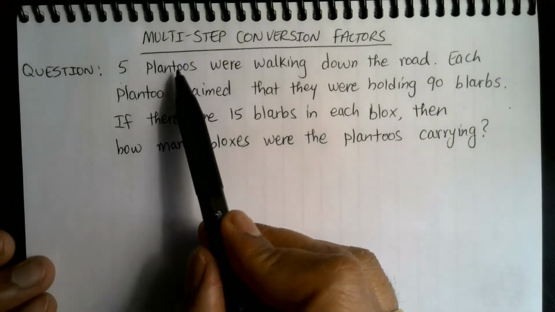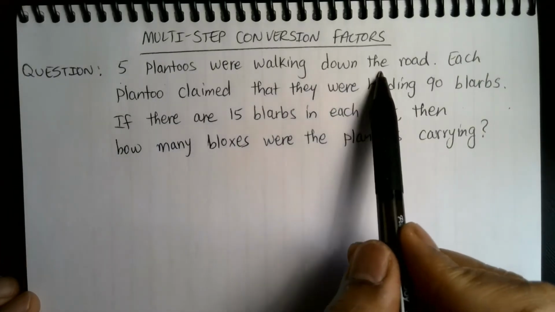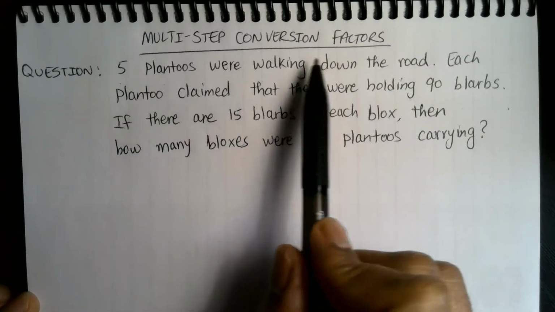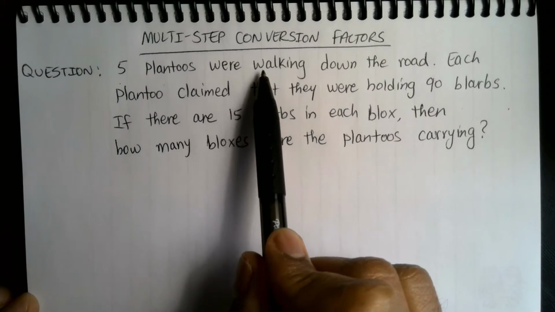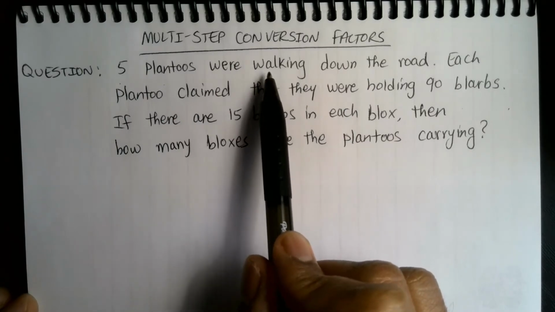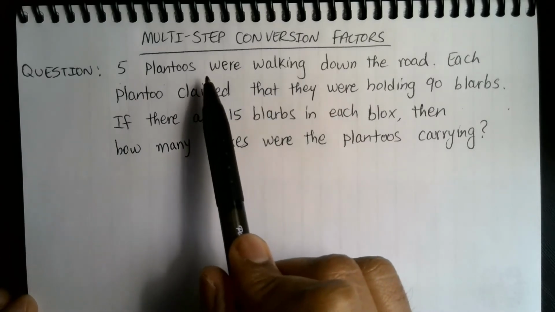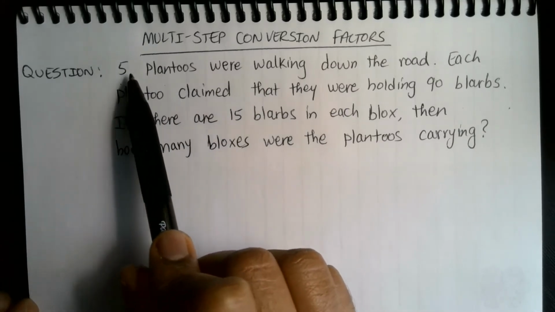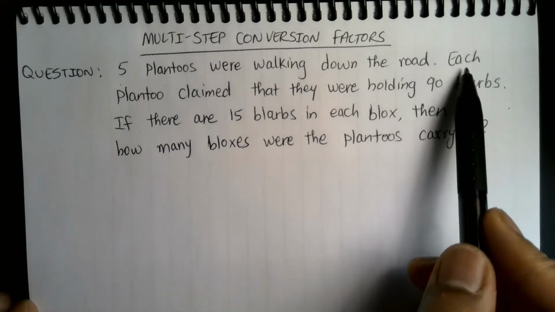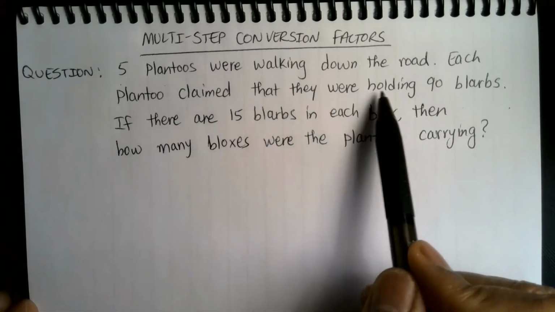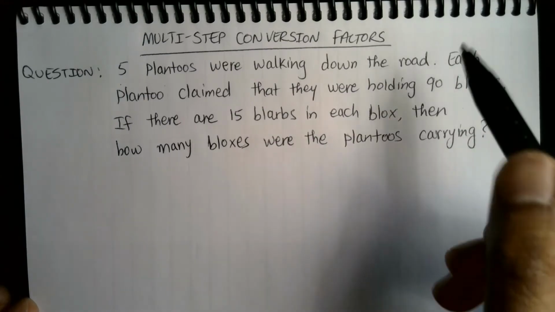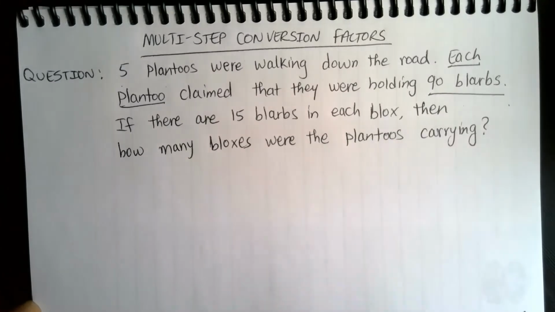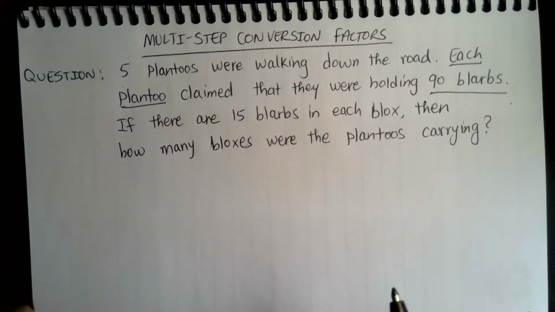Let's look at this. 5 Plantus were walking down the road. That first sentence gives us the given value. It does not show us any conversion factor or a division relationship, because it's just stating one term, Plantus, that's it. We're given 5 Plantus. The second sentence, each Plantu claimed that they were holding 90 blarbs. Each Plantu, 90 blarbs. That has the potential to be a conversion factor.